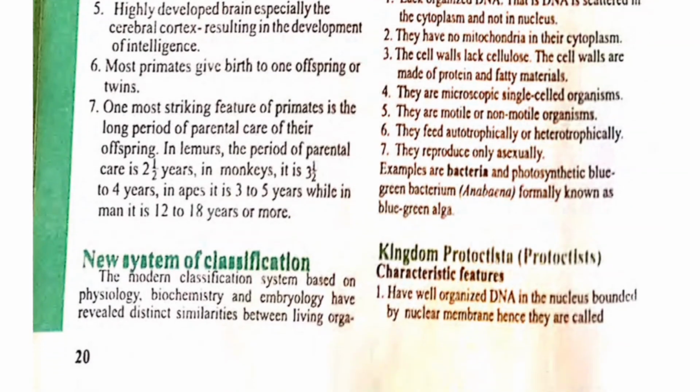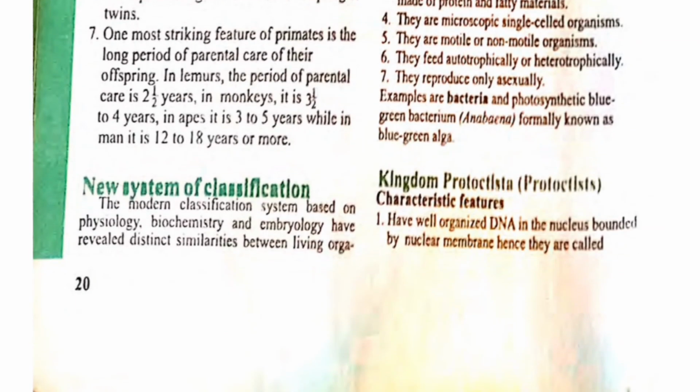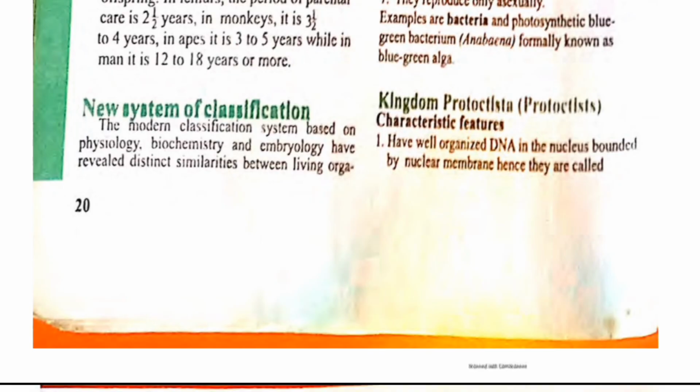Alright, so we have kingdom Protoctista. This is also known as kingdom Protista. In some textbooks you may see kingdom Protista. Don't be confused, they are the same thing, right? So these ones, they have well organized DNA in the nucleus.